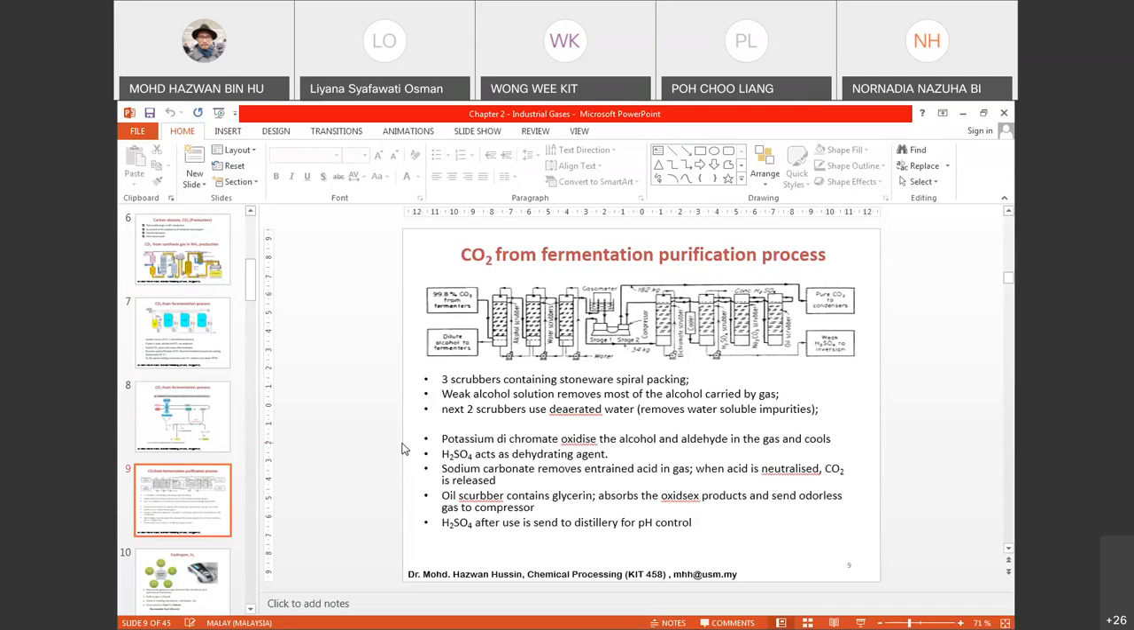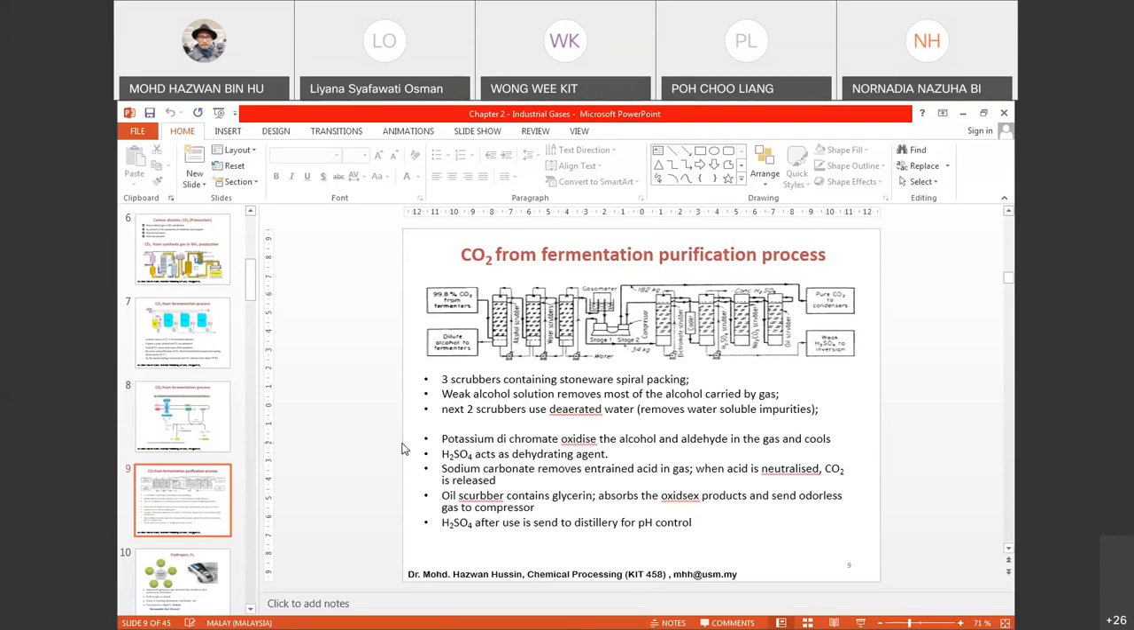The sulfuric acid scrubber functions as a dehydrating agent. It dehydrates the gas passing through it, and later it goes into the sodium carbonate scrubber. The sodium carbonate scrubber removes the entrained acid in the gas, and when the acid is neutralized, CO2 is released. Finally, it goes into the oil scrubber, which contains glycerin and absorbs the oxidized products and sends the odorless gas to the compressor. Then finally, you have a pure CO2 gas for consumption.